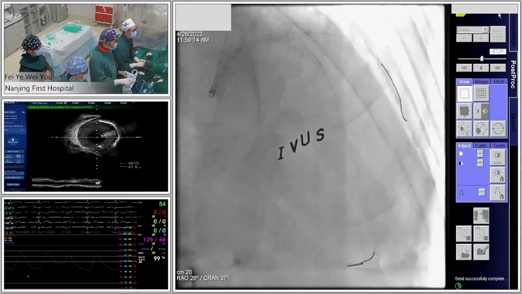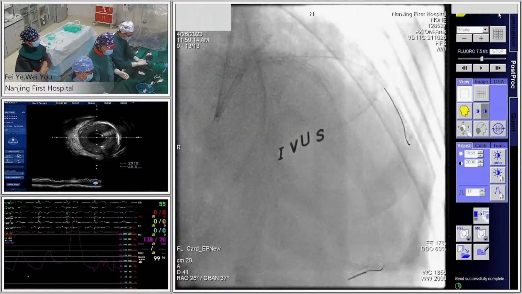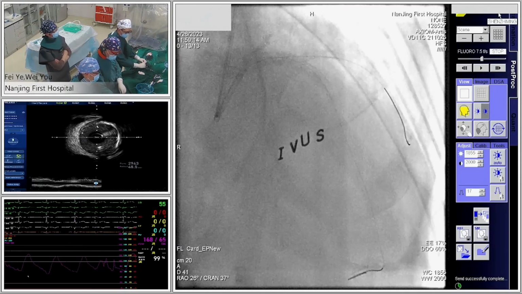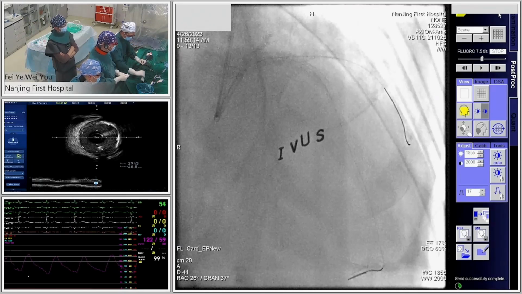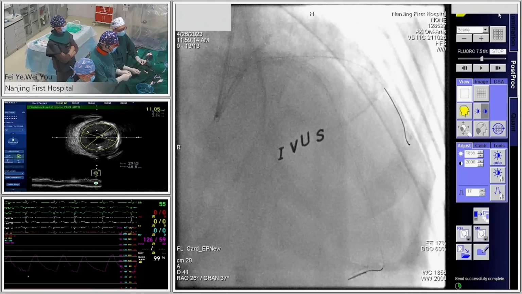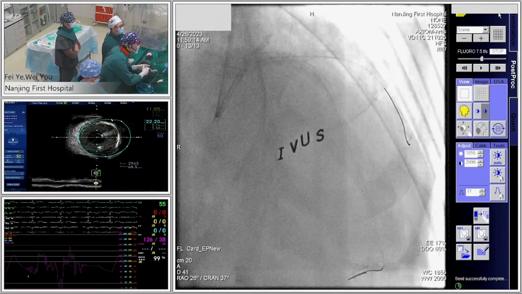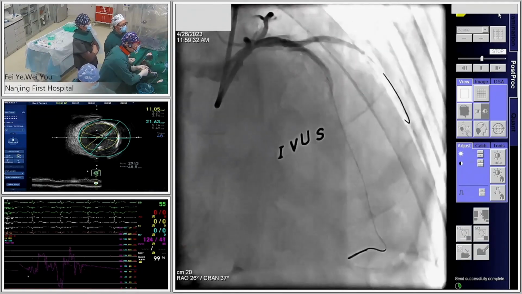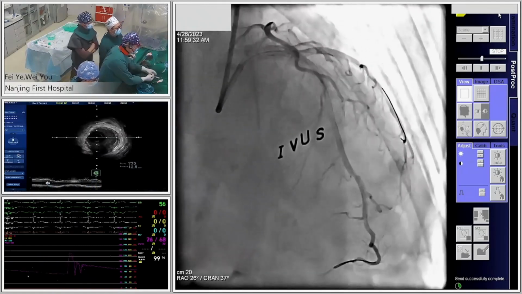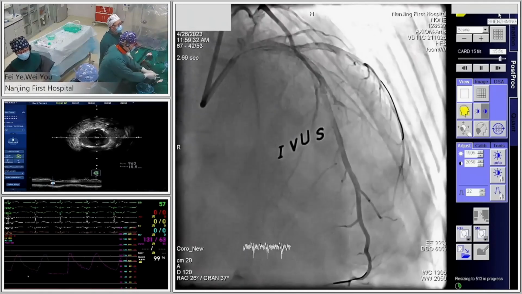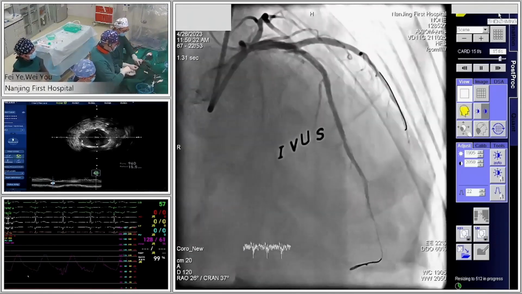Okay, diagonal IVUS. Proximal stent edge, low dissection. So before, I will check the plaque burden. Yui, could you please give me another angio? Take a picture. The plaque burden is not more than 50. Okay, seems good. Here the distal, this point may be the minimal stent area.